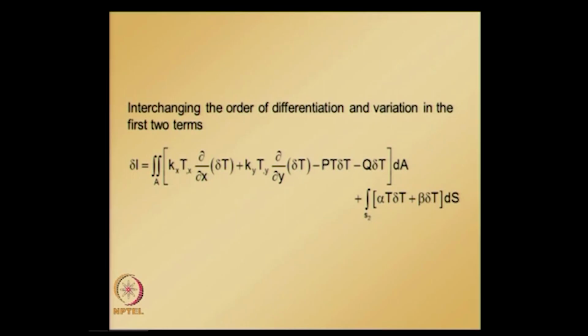Basically, what we did is the variation of the derivative of t is written as the derivative of the variation of t, and now we need to look at what is called Green's theorem to further simplify this equation. So, now let us look at two formulas or two identities to simplify the first two terms.